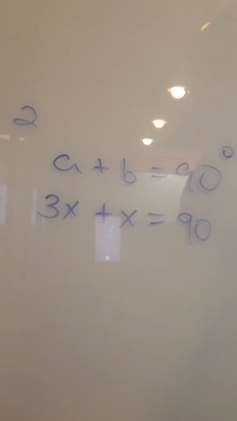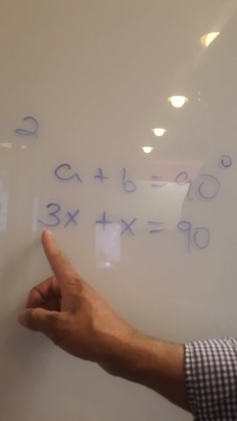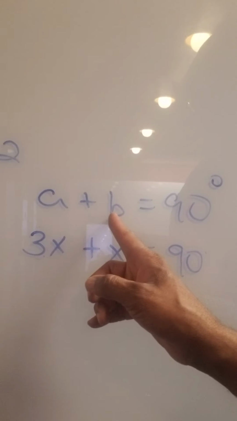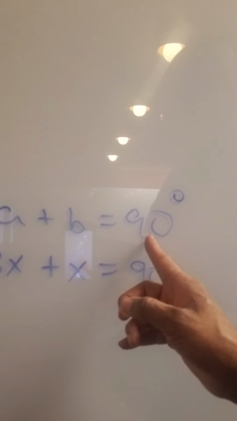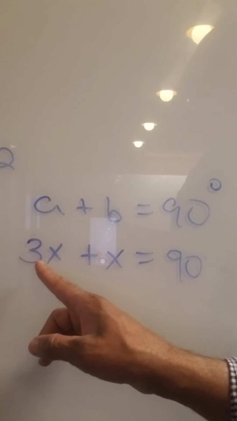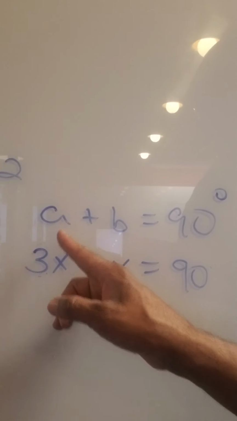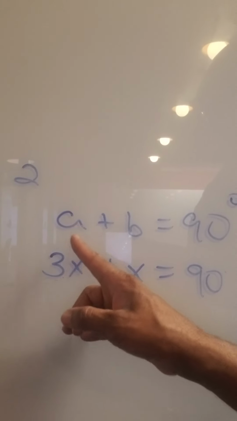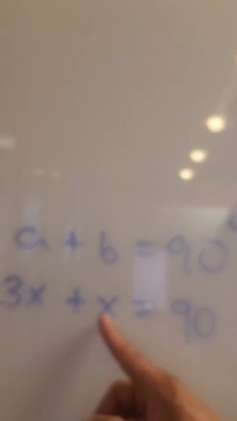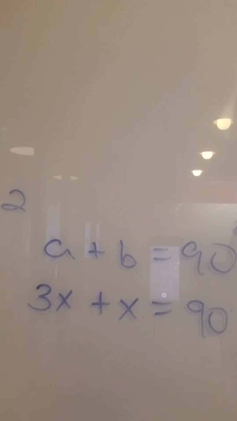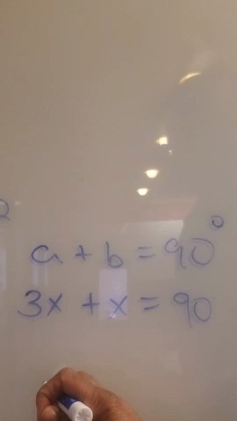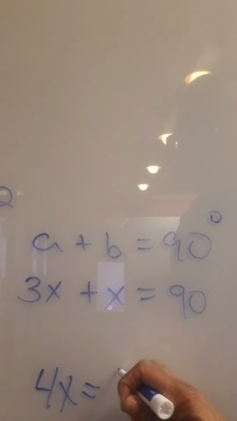Okay, the next problem says you have a pair of complementary angles. One of the angles is 3 times bigger than the other angle. So complementary tells us angle A plus angle B equals 90 degrees. They're telling us angle A is 3 times, we don't know the measurement of angle A, so we're going to call it x. But they're telling us it's 3 times bigger than the other angle that we don't know, so we call it x. Okay? Most of you are up to speed on this. So x plus 3x equals 90.